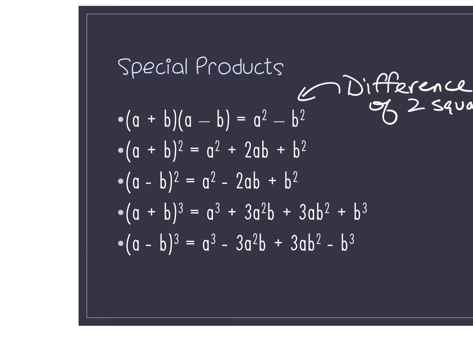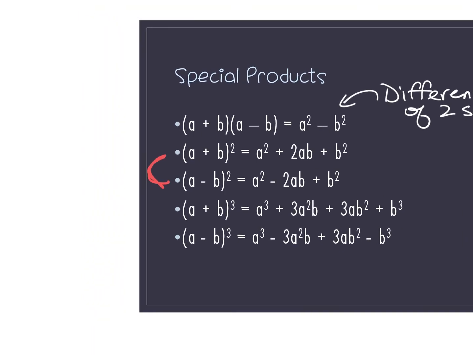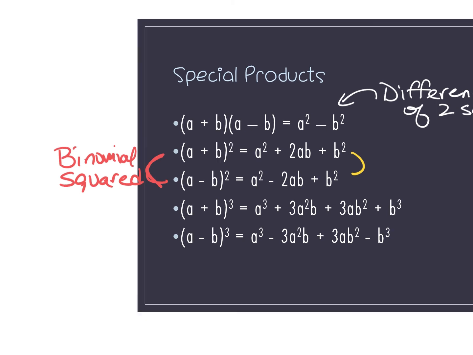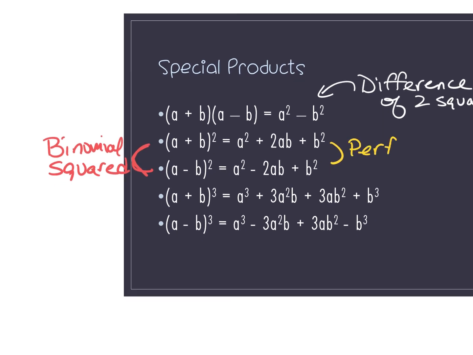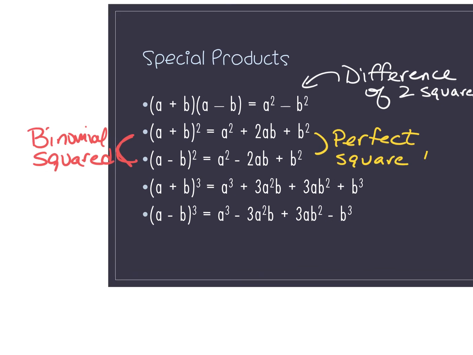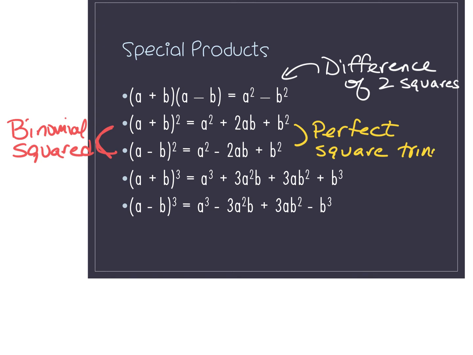These next two bullet points, these are both binomials, and they're binomial squared. So if they ever say you have a binomial squared, the result or the answer to a binomial squared is always going to be a perfect square trinomial. Just be familiar with these terms. I'm not going to test you on vocab, but you might see something like this on a standardized test.